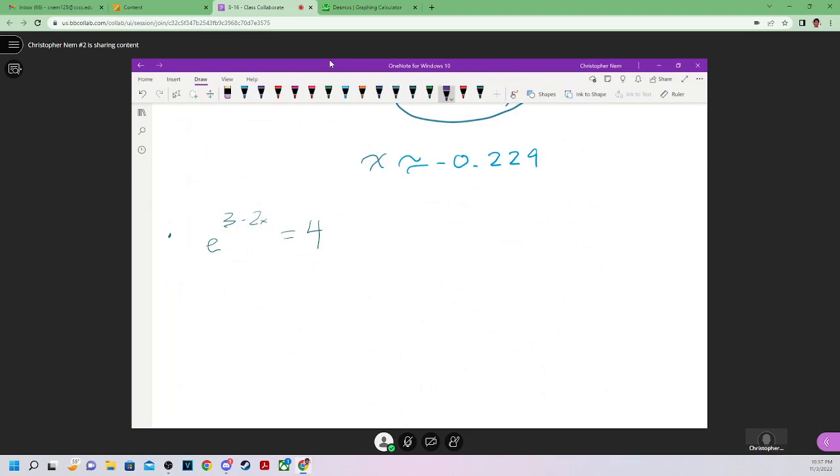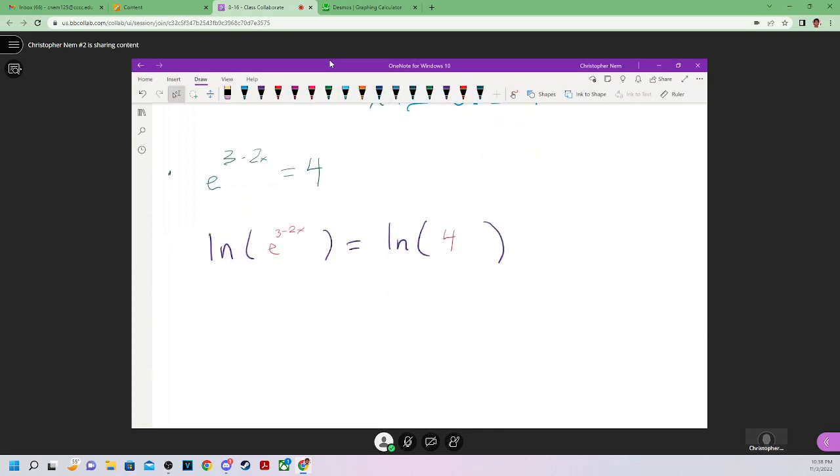All we need to really do is apply our natural log function. So I'm going to apply ln, which is base e, because I have e over here, to both sides. I like to write my ln notation first before I write anything, that way I know exactly what I'm doing. Alright, now I can actually cancel this out. I'm left with 3 minus 2x equals ln of 4. You can calculate ln of 4, but now let's solve for x.